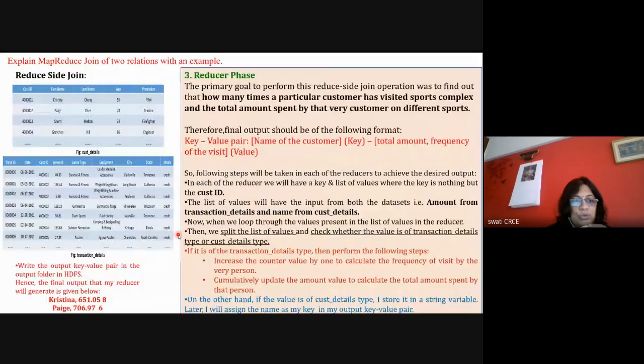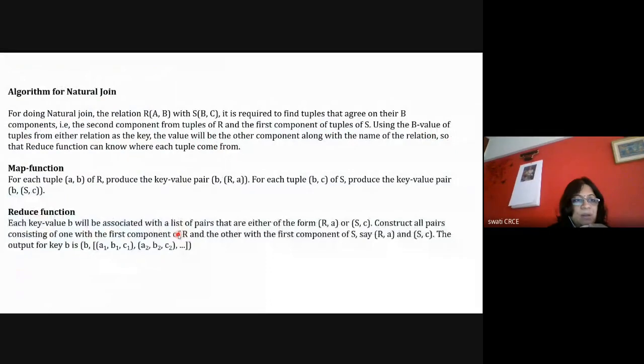I just want to show you this algorithm. Suppose you have two relations R and S, with AB and SC as the sets. Then you generate the tuple on the basis of the common attribute B. AB is a tuple of R, so produce the tuple B comma R comma A. Okay, we'll see this properly.